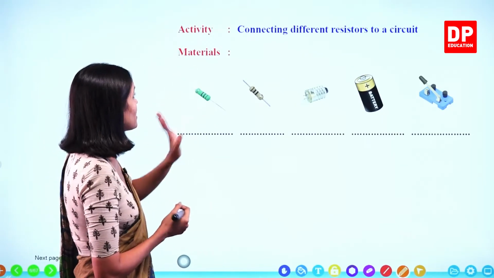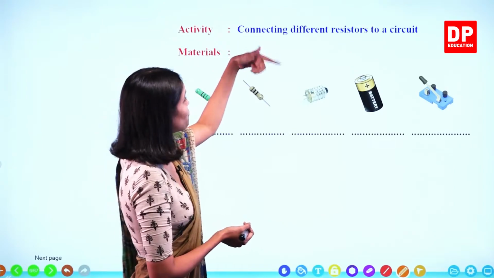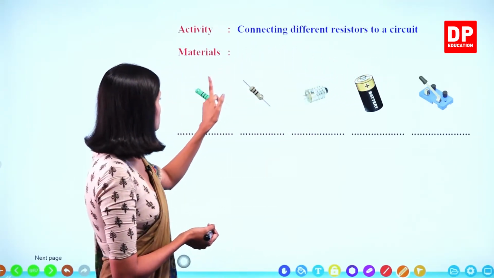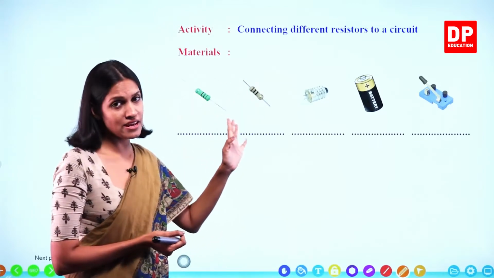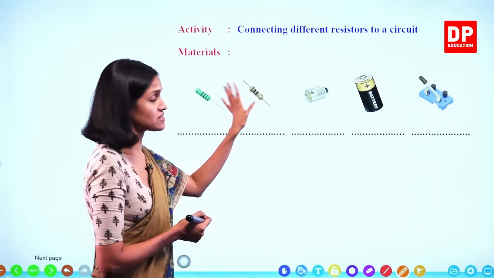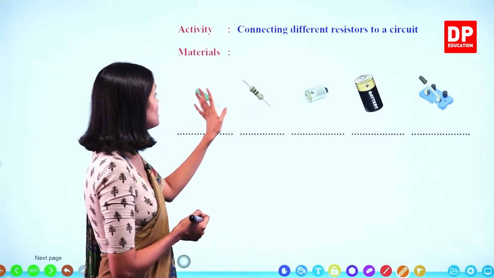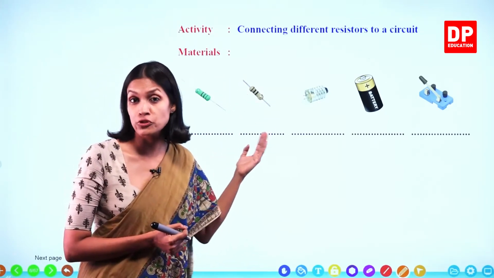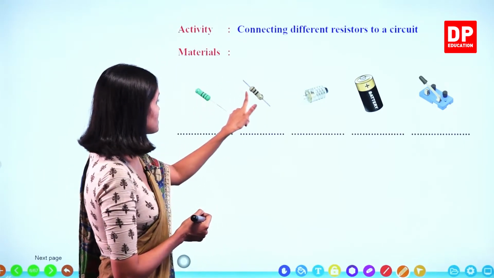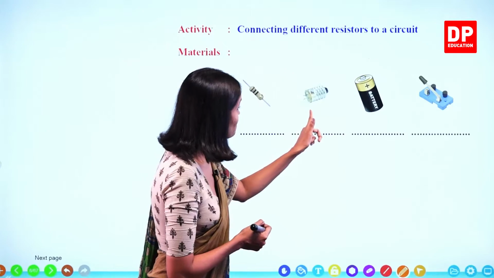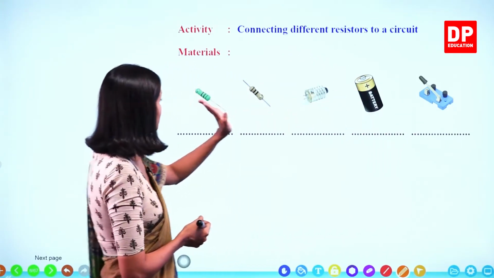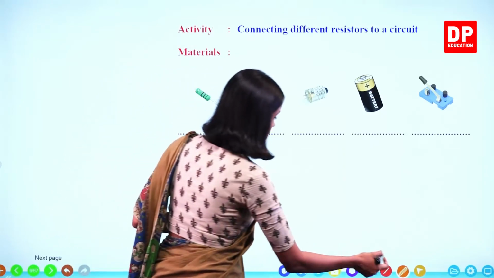We have to do another activity, connecting different resistors to a circuit. Look at these pictures. Even in the lab, I'm going to show you all. We need resistors with different values to do this activity. So there are different types of resistors, and we need a small bulb, dry cells and a switch. We'll write.